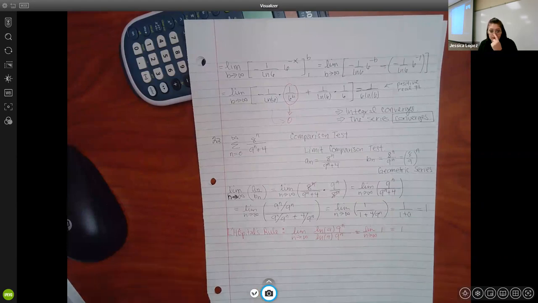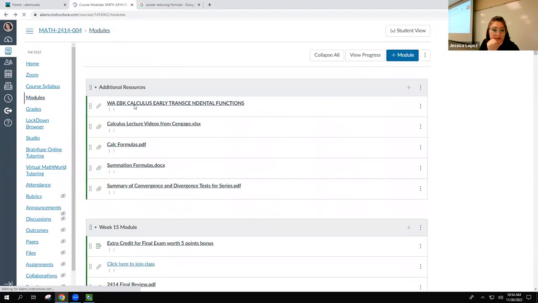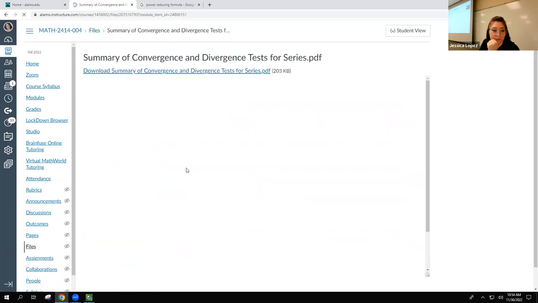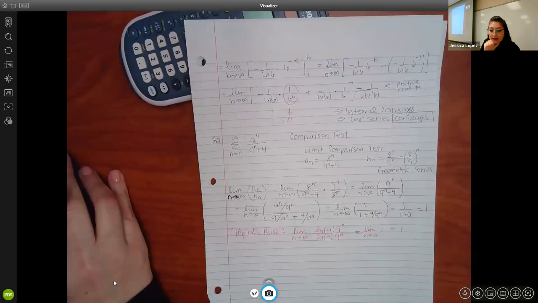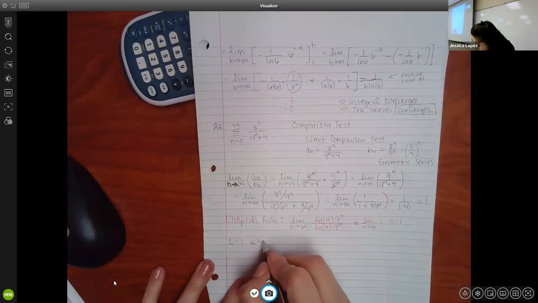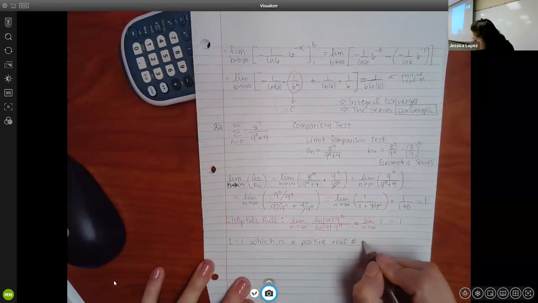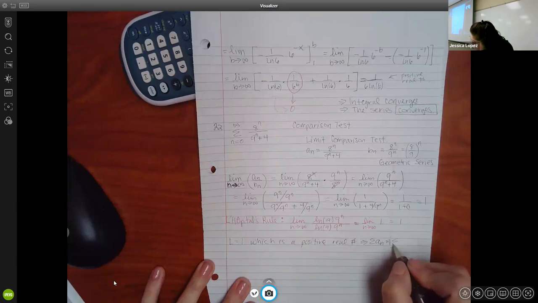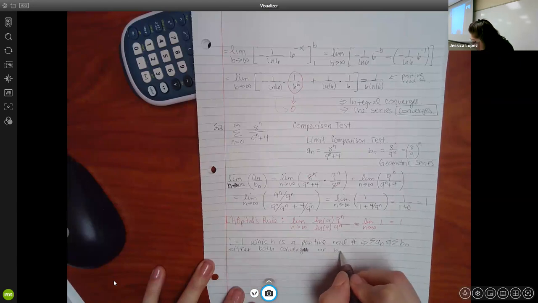So whichever way you do that is completely up to you. What does the comparison test tell us though? It tells us that if we take the limit and we get a positive real number, then both of them converge or both of them diverge. And I did get a positive real number, right? So L equals 1, which is a positive real number, which tells me that this series and this series either both converge, or both diverge.